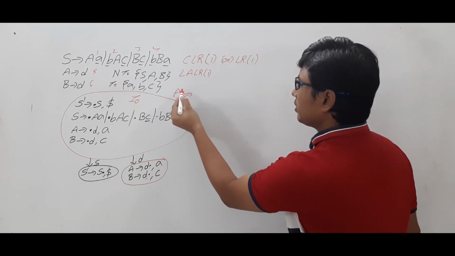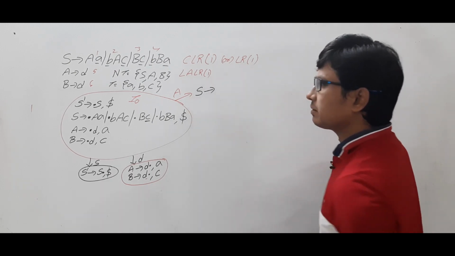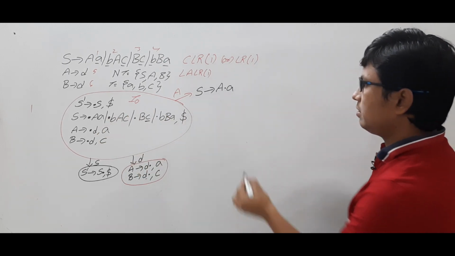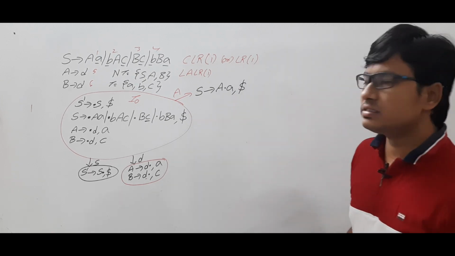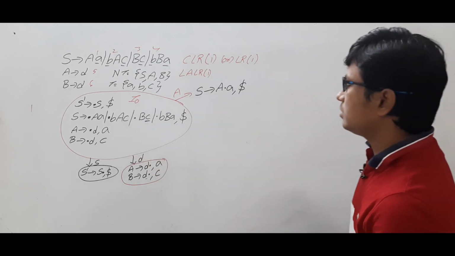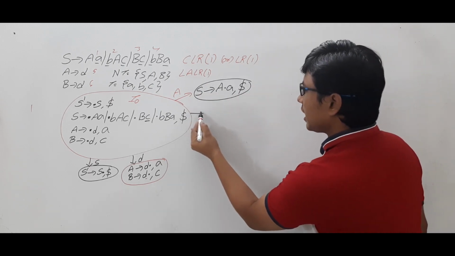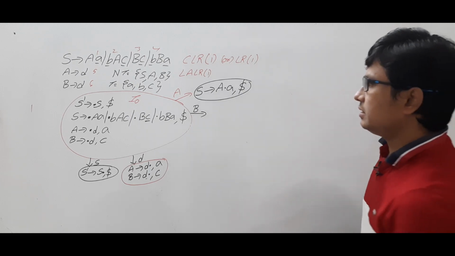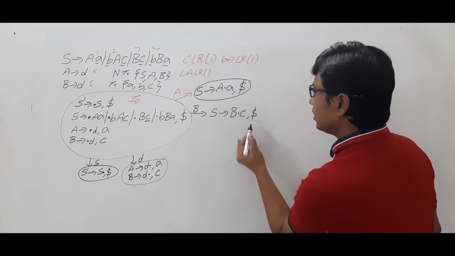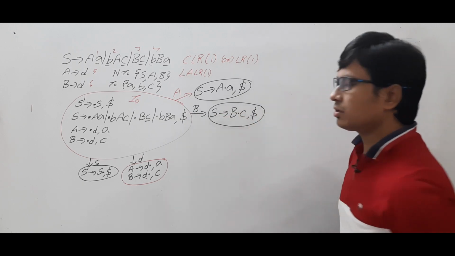Now let me take on capital A. Let me see what will happen on capital A, the go-to. Now it is S determines A dot A dollar. After dot there is a terminal, so I no need to compute the closure. Look at anywhere else, B is there, sorry, A is there, no. Okay, this is completed. Now on capital B, S determines B dot C dollar. Now after dot there is a terminal, so not a problem. We no need to compute the closure further.